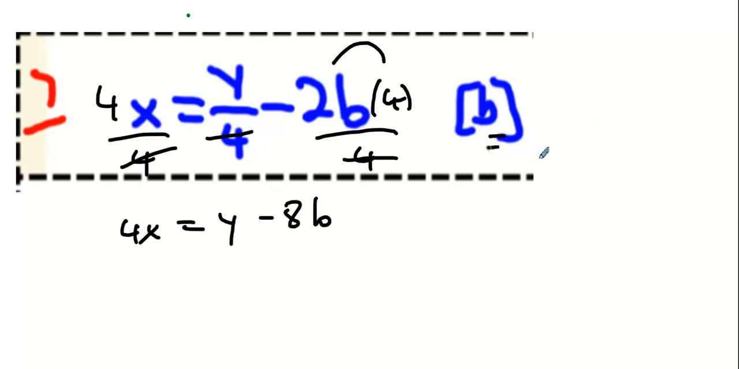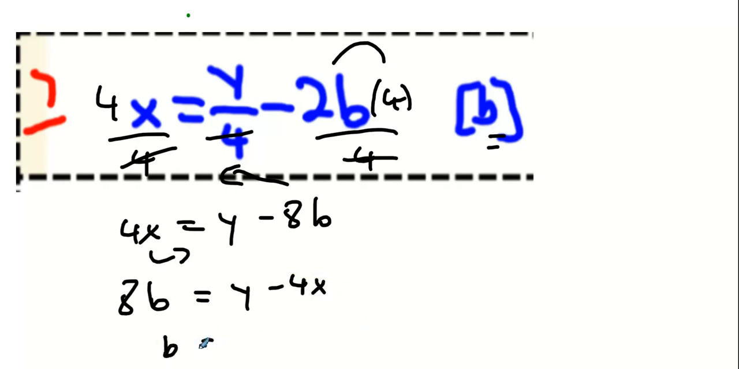We're looking to get b on its own. If we move the b to the left, it'll turn into a plus 8b. And we move the 4x to the right, it'll become a minus 4x. Then we can just divide by 8. So we get y minus 4x over 8. Is that okay?